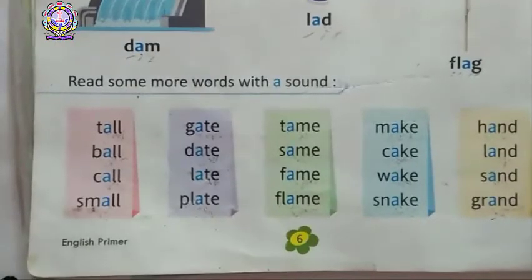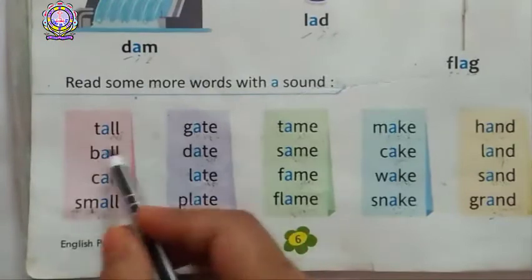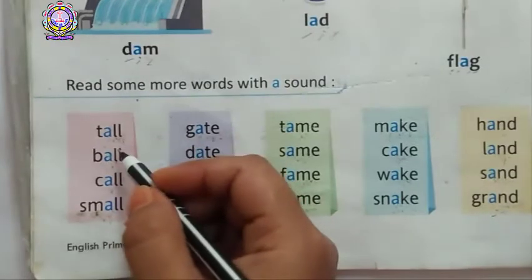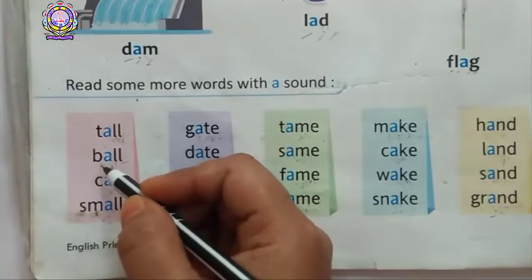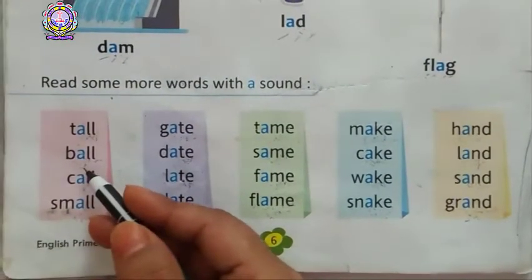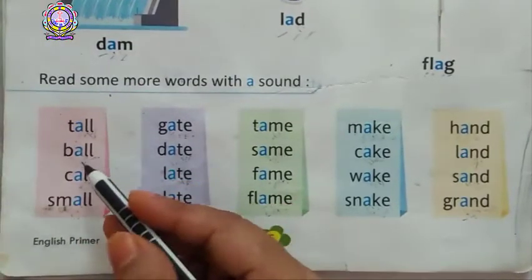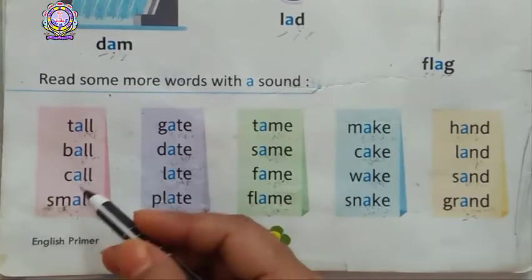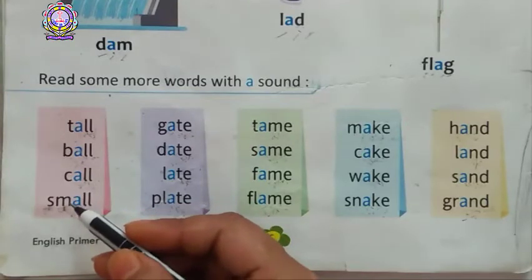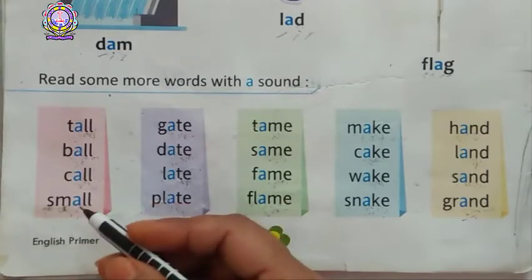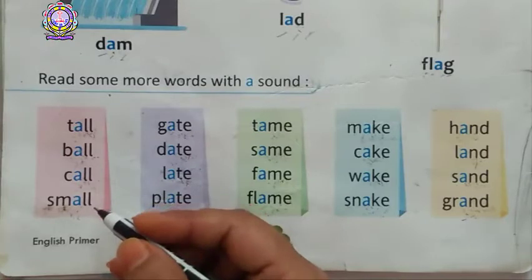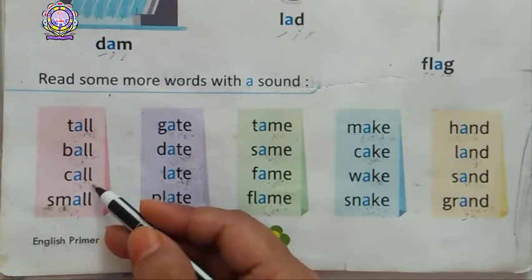Okay, now we will learn sound A, okay? T-A-double L, tall. T-A-double L, tall. B-A-double L, ball. B-A-double L, ball. C-A-double L, call. Let's revise again. C-A-double L, call. Can you say after me? C-A-double L, call. Let's say together. C-A-double L, call.